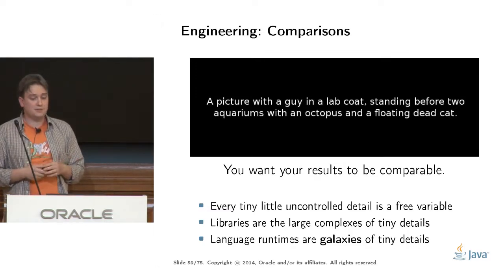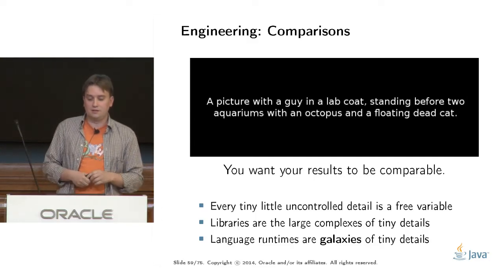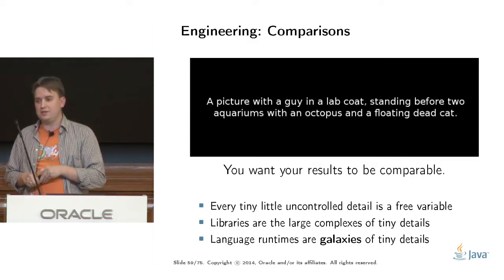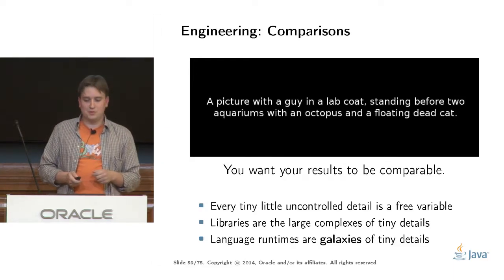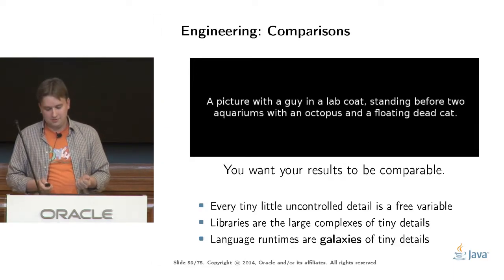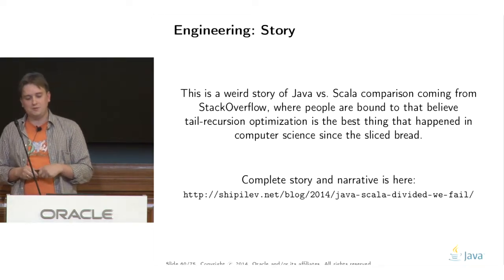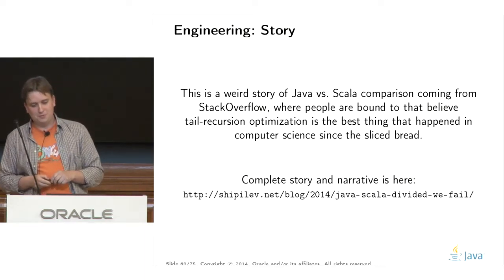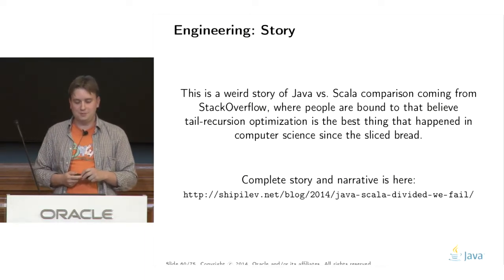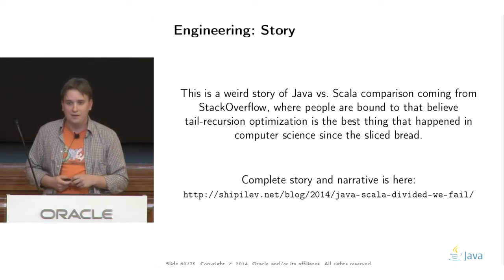And libraries are large complexes of these tiny details. There are lots of tiny details. Language runtimes are huge galaxies of these details. Nobody would probably even enumerate all the quirks that runtimes could have, right? So this is the story. This is a weird story of a Scala versus Java comparison, which was born on Stack Overflow when people were led to believe that the tail recursion optimization is the best thing that happened in computer science since sliced bread.